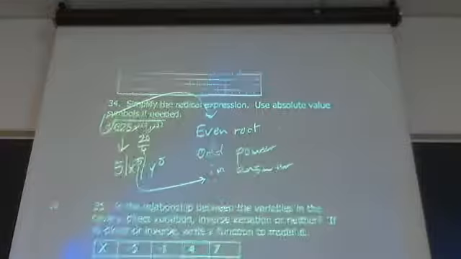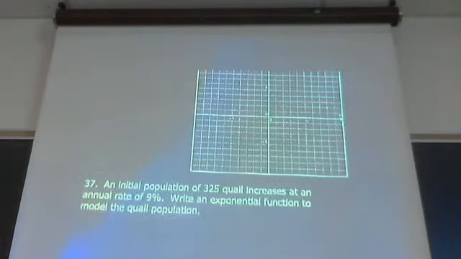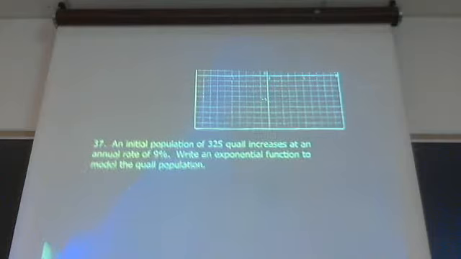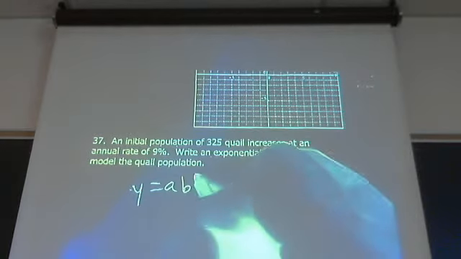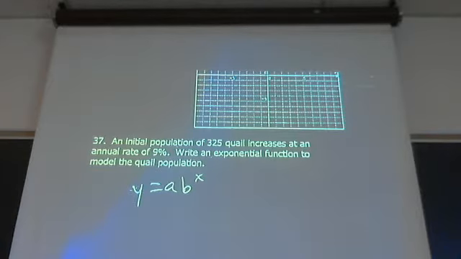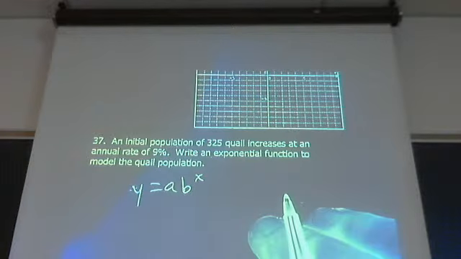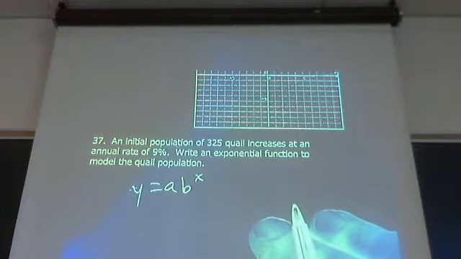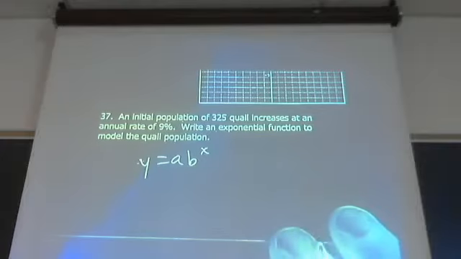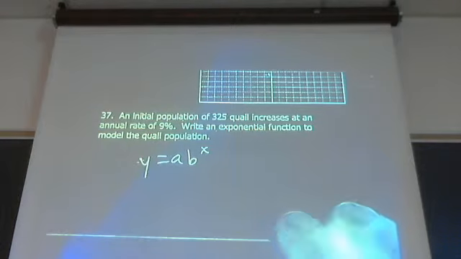Okay, question 37. An initial population of 325 quail increases at an annual rate of 9%. Folks, we're talking about y equals ab to the x. What's the question? I keep feeling like there's a question over here. Either there's no question or you're just attempting to drive me nuts. Help me out.